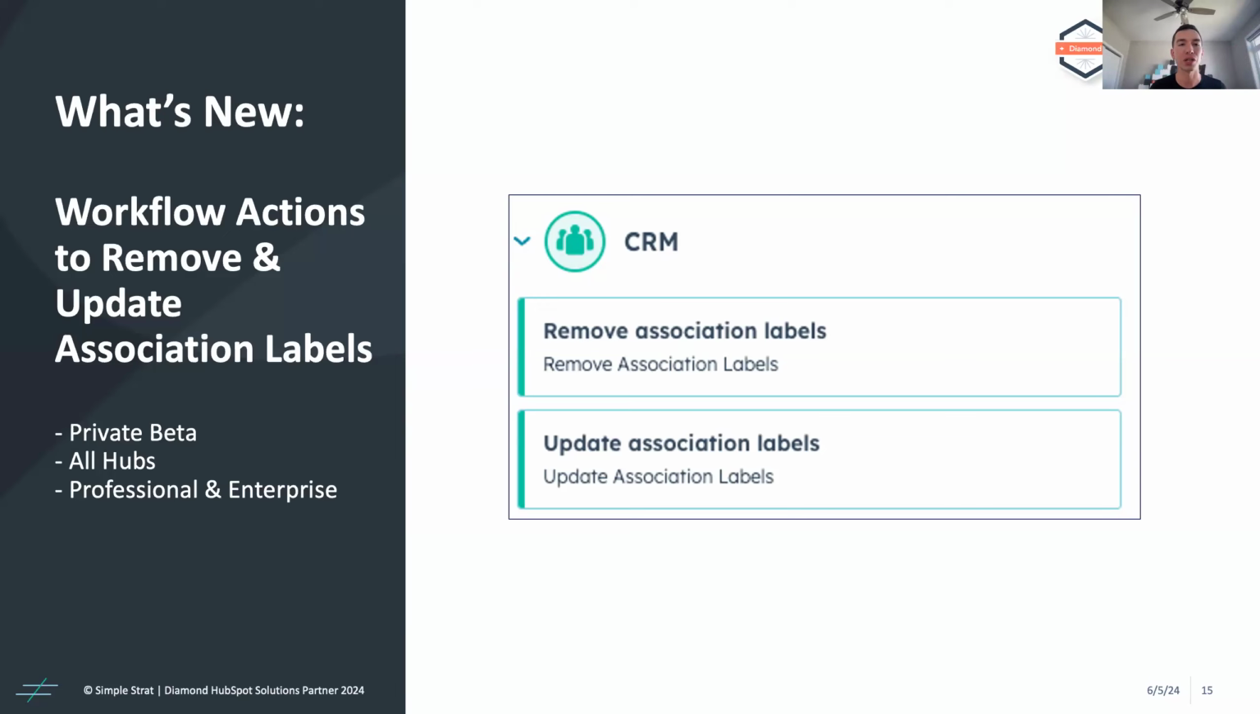But what they're allowing us to do is remove and update association labels. So as you probably know, when we have two objects associated, like a contact, a company, and a deal, we can apply a label to that. That was all manual before. So now what we can do is update or remove those labels. We cannot add new labels. So if we've got two objects that are associated already and we want to add a label, this tool does not allow us to do that yet. But if there is already a label there, we can update it or remove it in a workflow. So that's the update that's in private beta here.